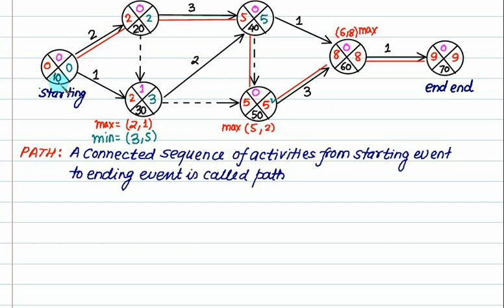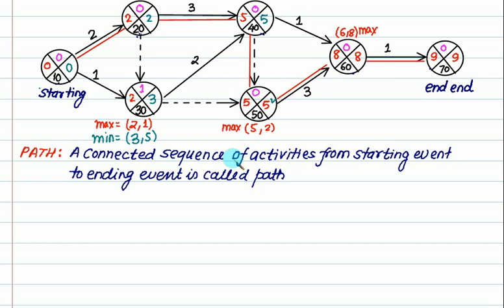So from this point, we can have a number of paths. One path is from 10 to 20, 20 to 40, 40 to 60, 60 to 70. Another path is 10, 20, 30, 40, 60, 70. Another path is 10, 20, 30, 50, 60, 70. Another path is 10, 30, 40, 60, 70. Another path is 10, 30, 40, 50, 60, 70. So there are a number of paths.